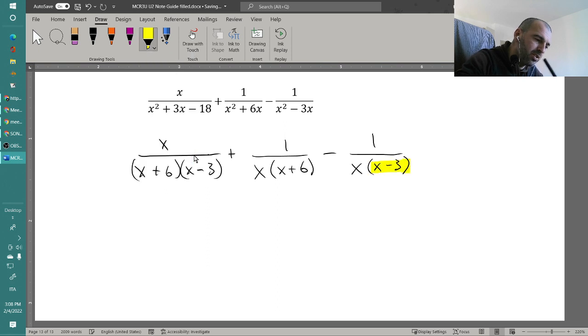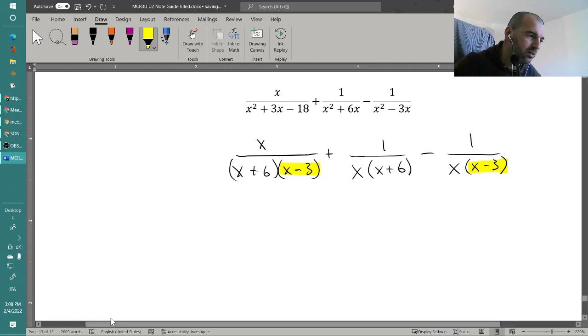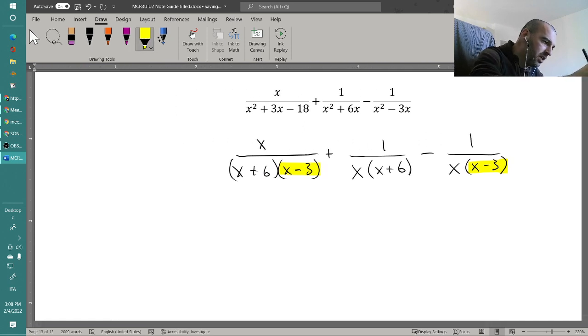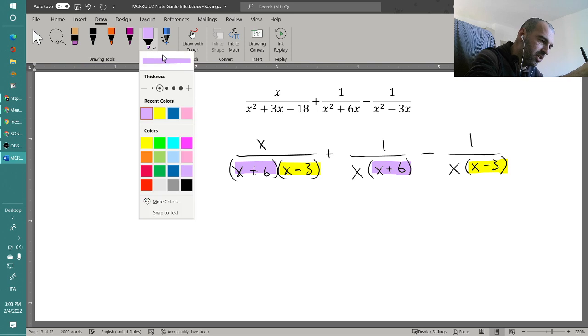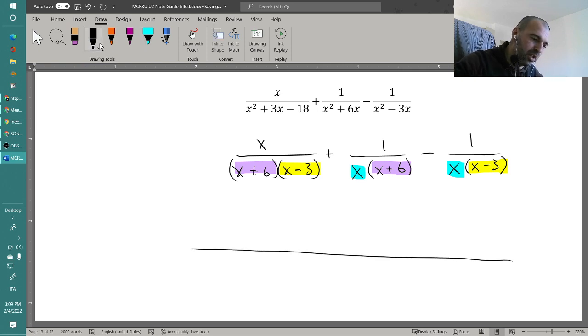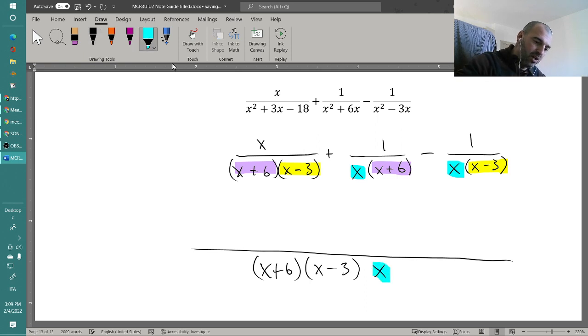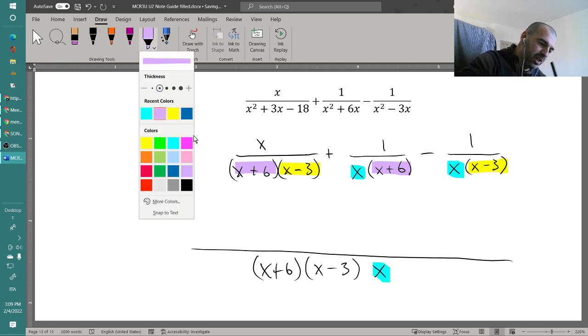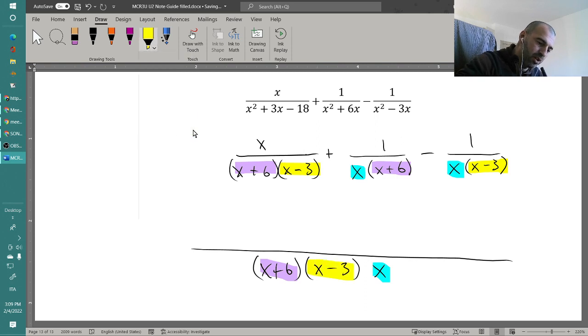I've got an x minus 3 and an x minus 3. Then I've got an x plus 6 and an x plus 6. And then I've got an x and an x. So that's basically my common denominator. I'm going to write that down: x plus 6, x minus 3, and x. I've effectively covered all of my factors, and they are currently sitting in the denominator.